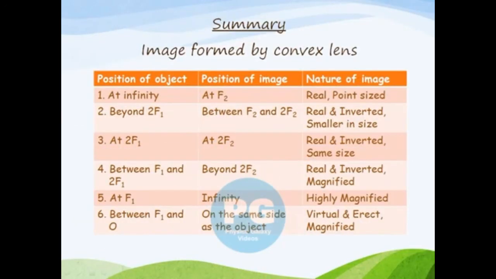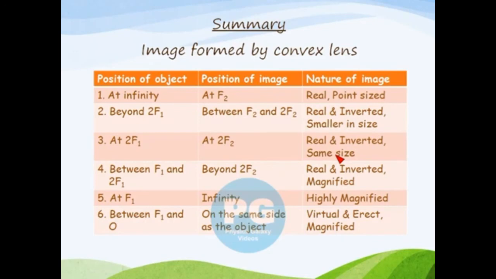Here is a summary of image formed by convex lens. When object is at infinity, the image is formed at F2, which is real and point-sized. When object is placed beyond 2F1, the image is formed between F2 and 2F2, which is real and inverted, and smaller in size. When the object is placed at 2F1, the image is formed at 2F2, which is real and inverted, and is of same size as that of object.